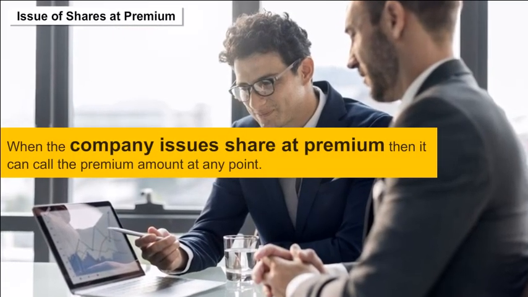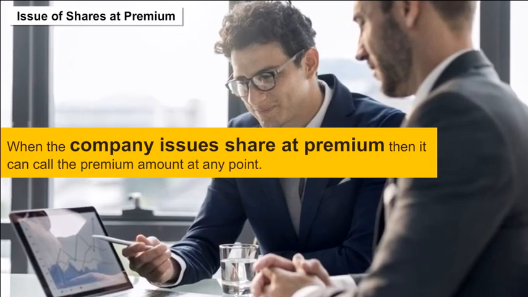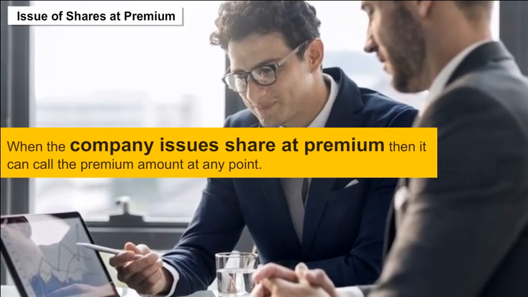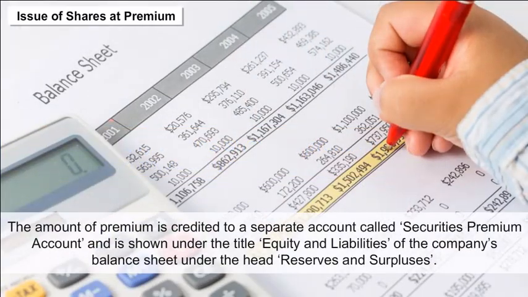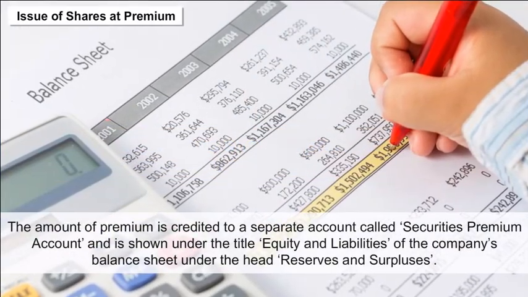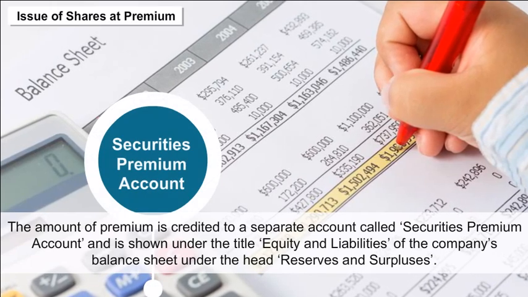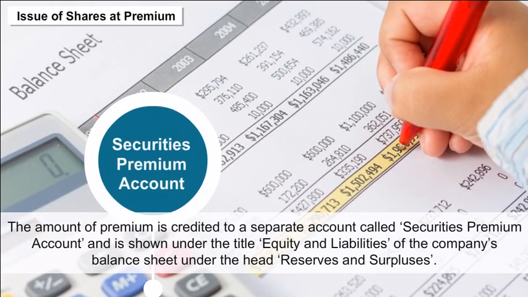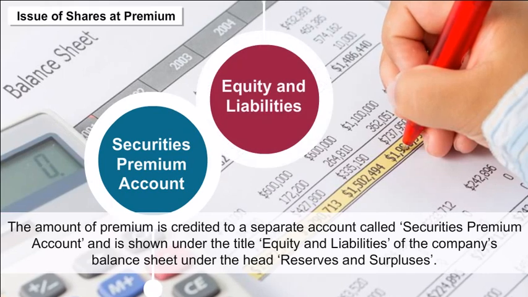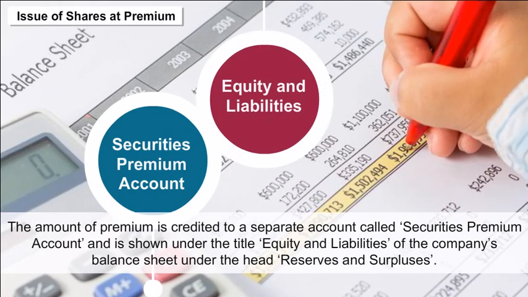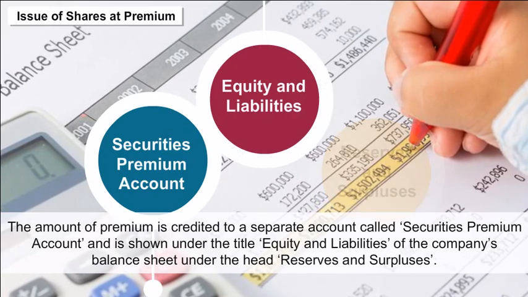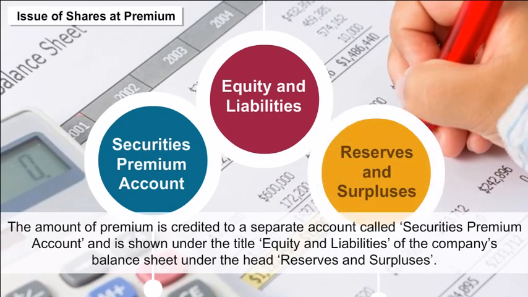When the company issues shares at premium, then it can call the premium amount at any point. The amount of premium is credited to a separate account called Securities Premium Account and is shown under the title Equity and Liabilities of the company's balance sheet under the head Reserves and Surpluses.